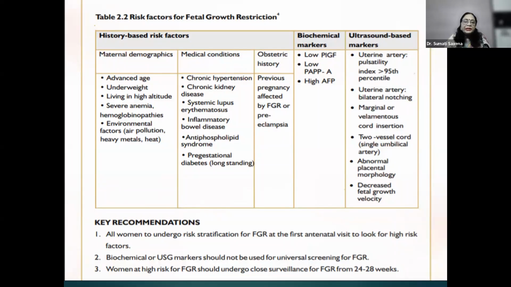So key recommendations are all women to undergo risk stratification for FGR at the first antenatal visit to look for high risk factors. And biochemical or ultrasound markers should not be used for universal screening, but if they are available, they can be used. Women at high risk for FGR should undergo close surveillance for FGR from 24 to 28 weeks.